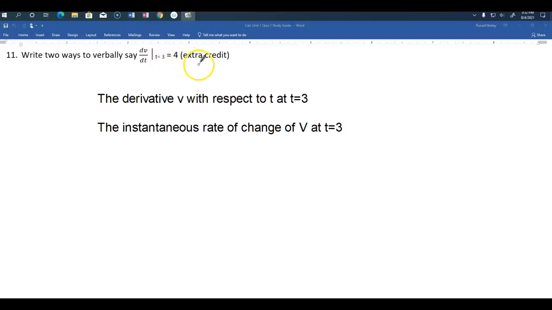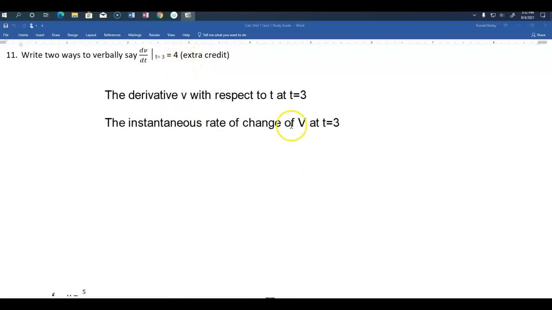And I'm calling this an extra credit question simply because we didn't go over this, but it's not too big of a deal, honestly. The derivative of v with respect to t at t equals 3 is 4. Same thing down here, it's 4. So in other words, this is the actual slope of the function. It's the actual rate of change at that point. So the rate of change of v at t equals 3 is 4. Okay, so that's another one that we can do.